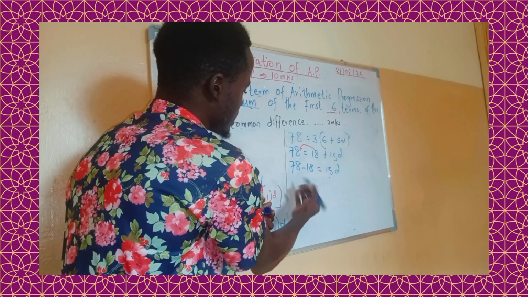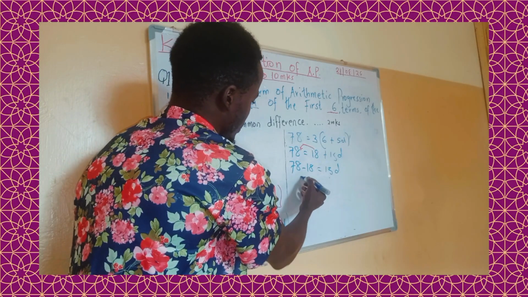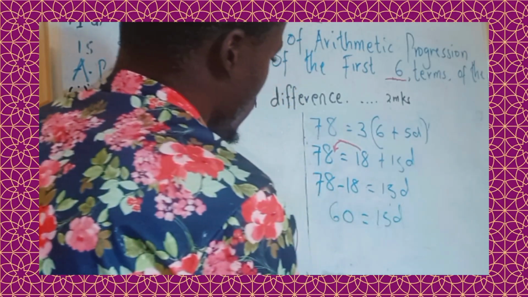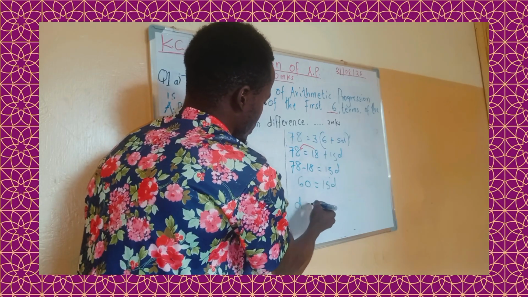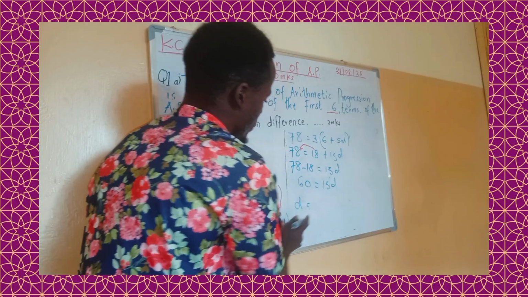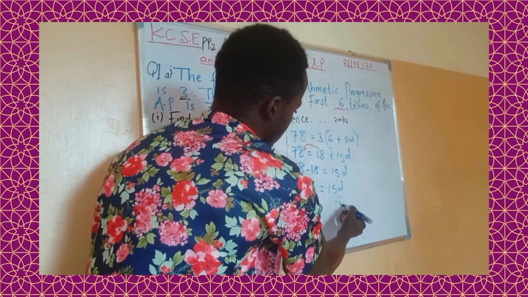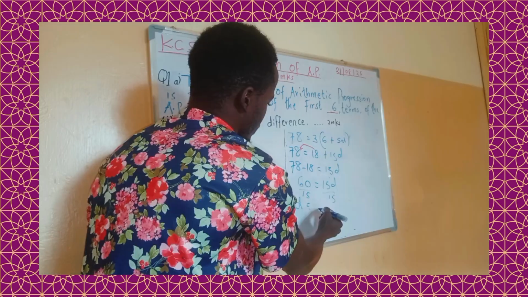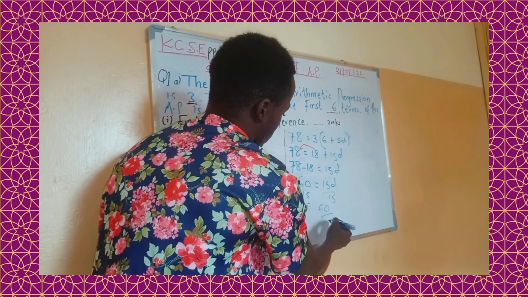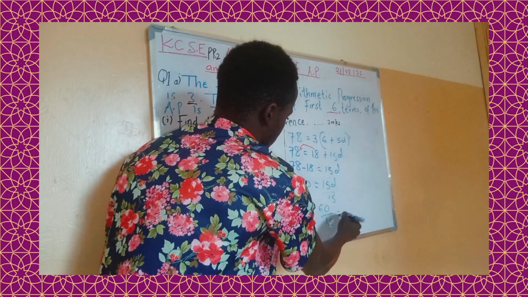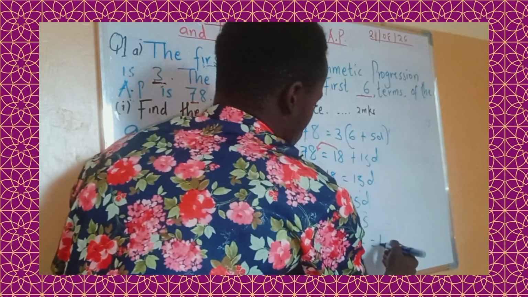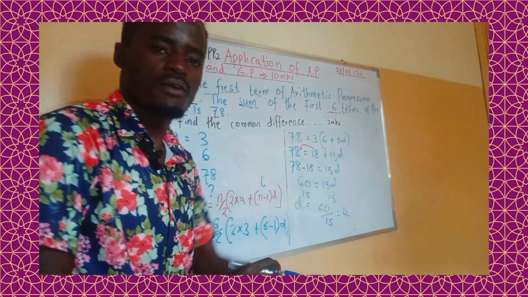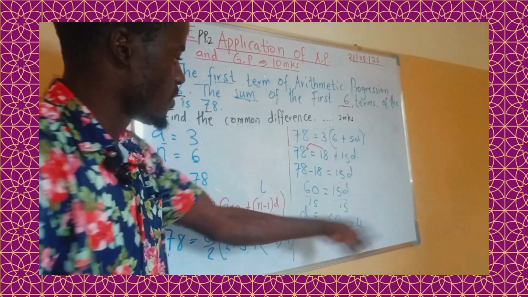What is 78 minus 18? It is 60, which is equal to 15D. So what is D? You divide both sides by 15. 15 by 15. So D will be equal to what? 60 over 15, which is what? 4. So our common difference is 4.